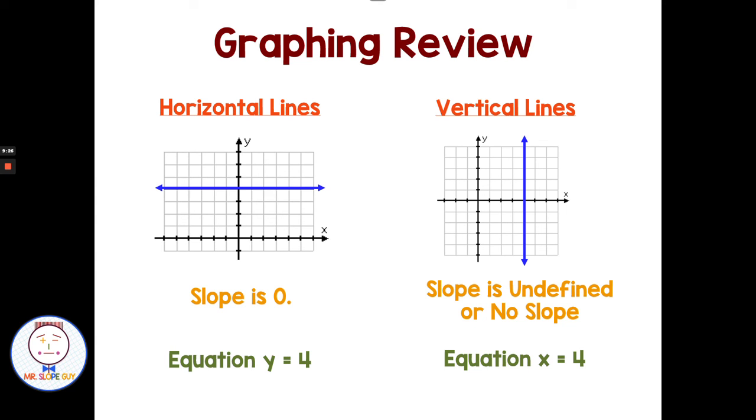Quick review: when you run into a horizontal line, if you have something like y equals 4, you would just go up to 4 on the y and draw a straight, flat horizontal line. And if you have x equals a number, like x equals 4, you would go 1, 2, 3, 4 spaces on the x and draw a straight up and down line where x is always 4. So no matter what the y is, the x stays 4. Those are vertical and horizontal lines.